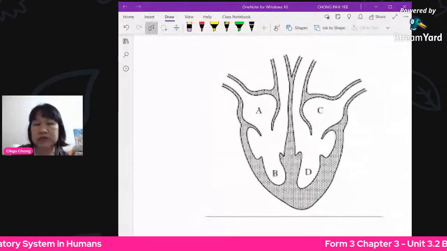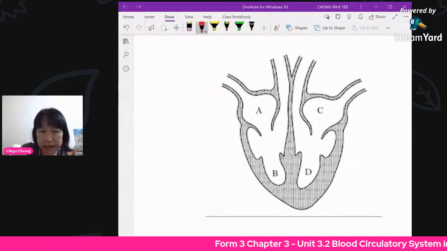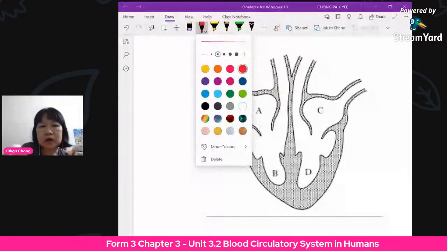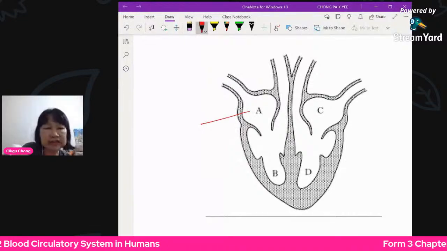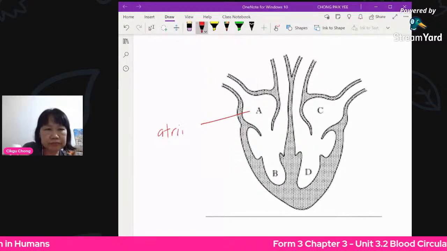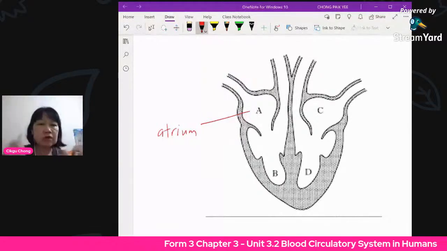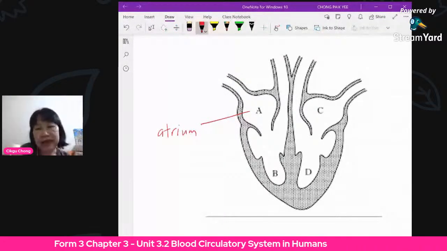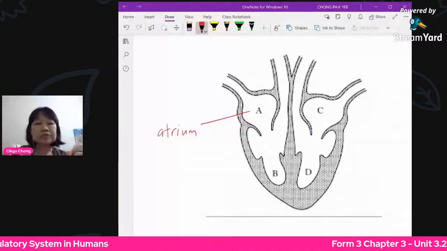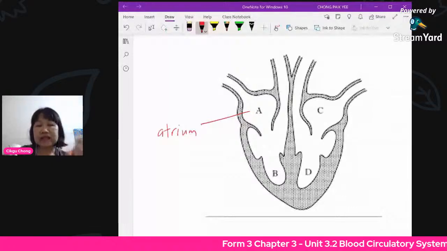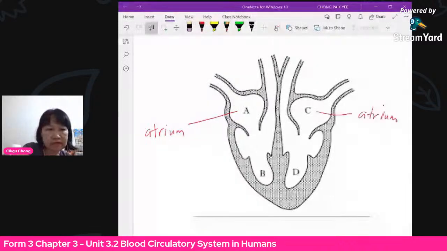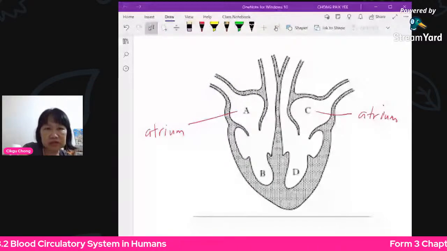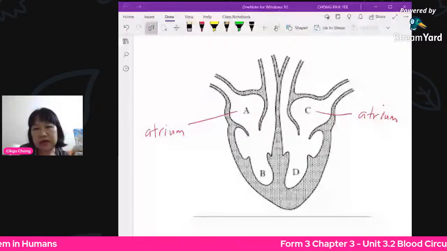Okay, so we're going to label. Now, first one, look at A. Always remember, when you have the small room, the small bilik, a small chamber, we always call it atrium. The small one on top is called the atrium. So A and C are called atrium. But because you have two sides, we have a left and a right. So we add in the word here: left atrium, right atrium. Left atrium is on this side, and the right atrium on the other.